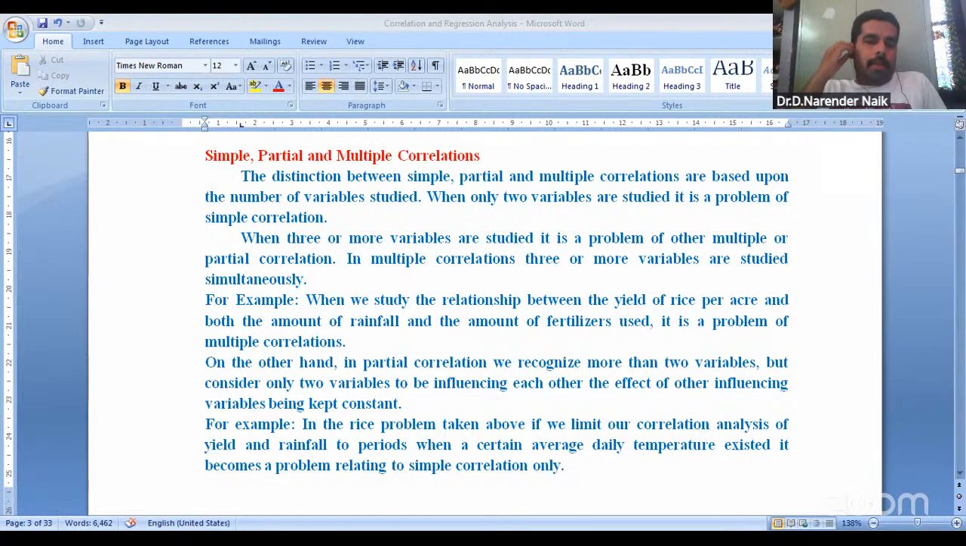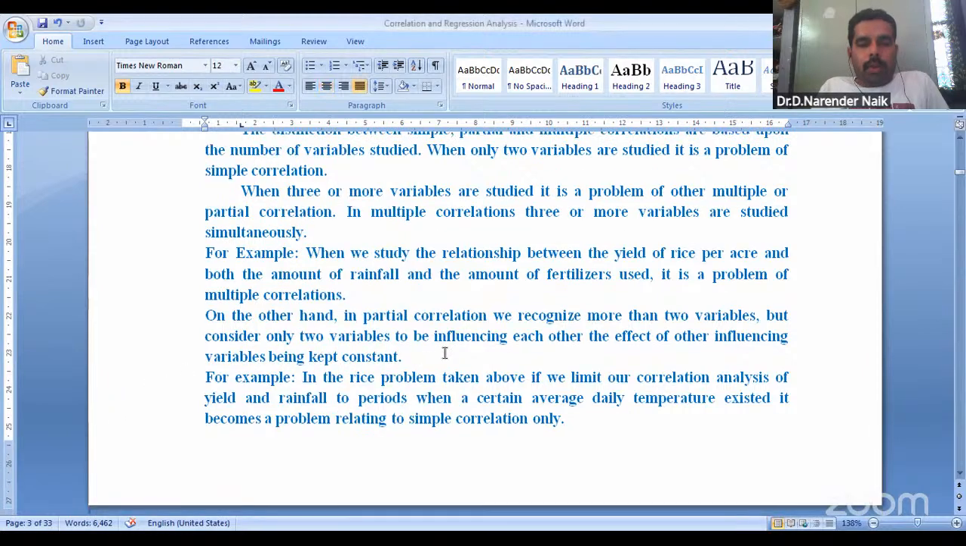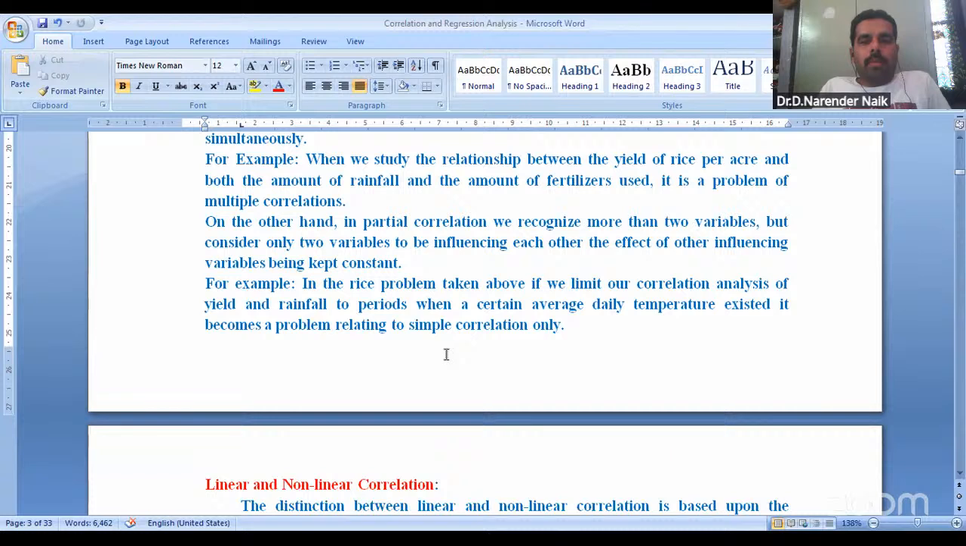On the other hand, in partial correlation, we recognize more than two variables, but consider only two variables to be influencing each other, the effect of other influencing variables being kept constant. In the rice problem taken above, we limit our correlation analysis of yield and rainfall to periods when a certain average daily temperature exists, and it becomes a problem relating to simple correlation. So in multiple correlation, three variables are studied at a time. In partial correlation, more than two variables are there, but we consider only two variables.